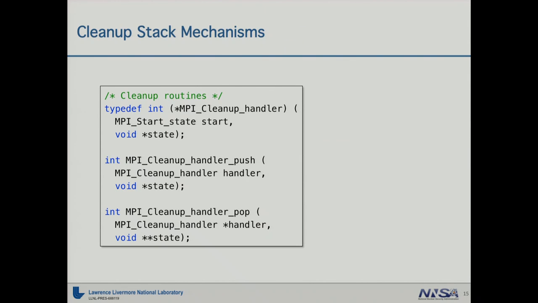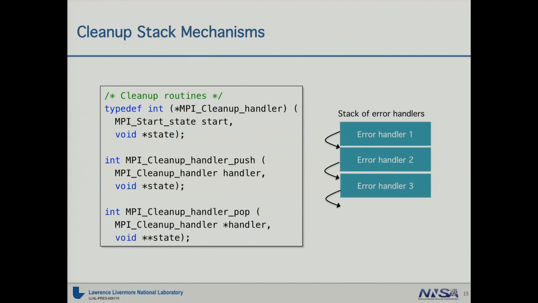So we also have cleanup handler signatures, and then functions for essentially pushing and popping cleanup handlers. The idea is that when we have an error, we want to mimic what happens in C++ with try and catch, where you have a hierarchy of error handlers that take care of cleaning up the state of the application and the library. Right?